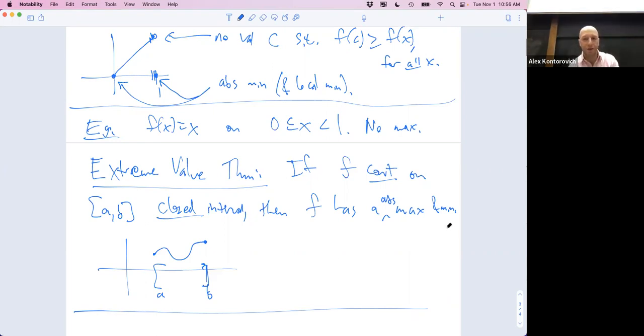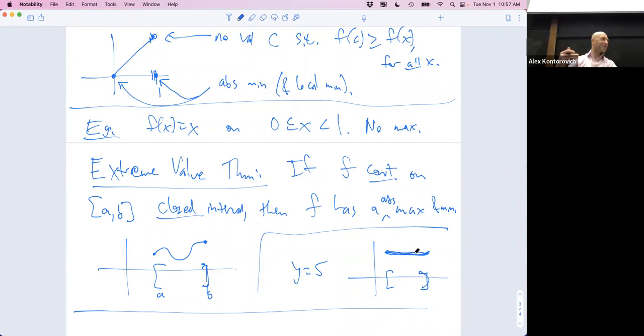Y is equal to 5. Yeah, a constant function. Okay, so here's a constant function. So every point is a maximum and every point is a minimum. Yeah, that's a perfectly valid example. Every point is an absolute maximum and an absolute minimum and a local maximum and a local minimum.